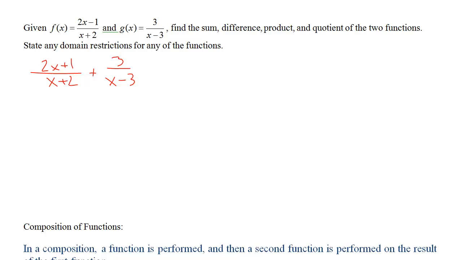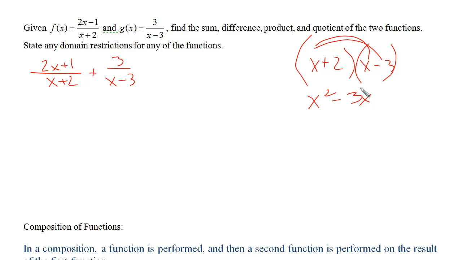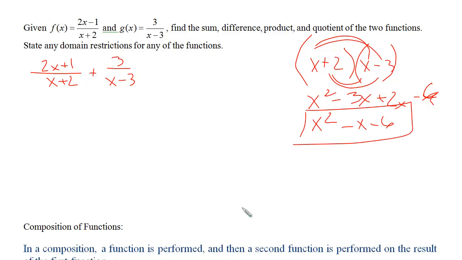Remember, anytime you want to add fractions, you're going to need a common denominator in order to combine them. In this case, the easiest one would just be to take x plus 2 times x minus 3. So if I do that over to the right here, I know that I'm going to get x squared minus 3x plus 2x minus 6. So I get x squared minus x minus 6. So there's my denominator, and I'm going to bring that over here.